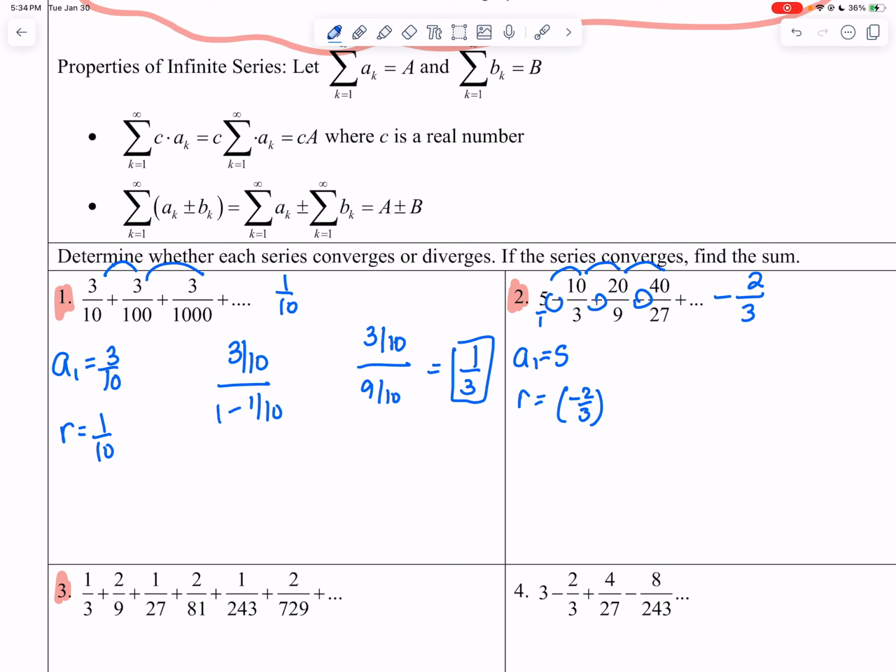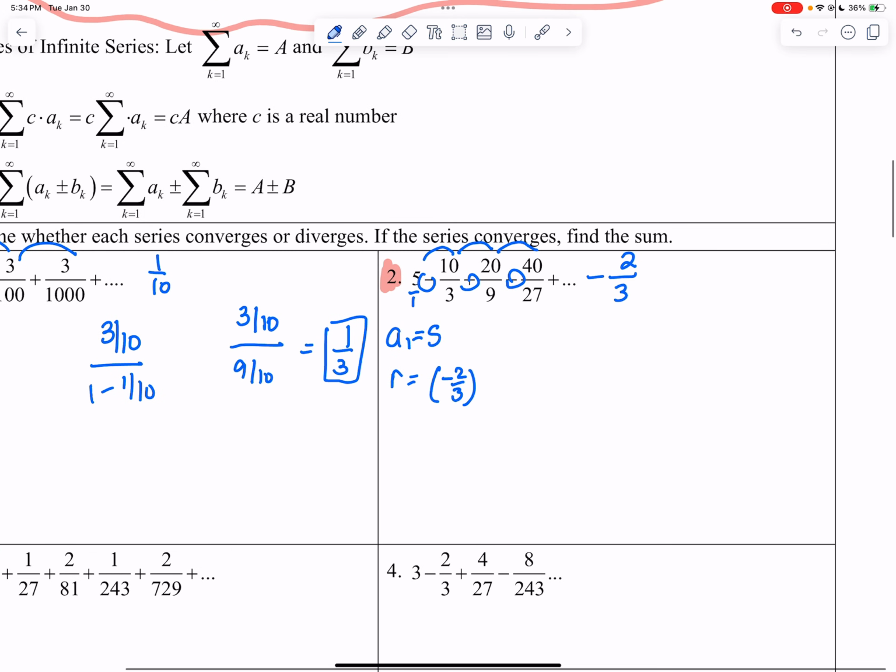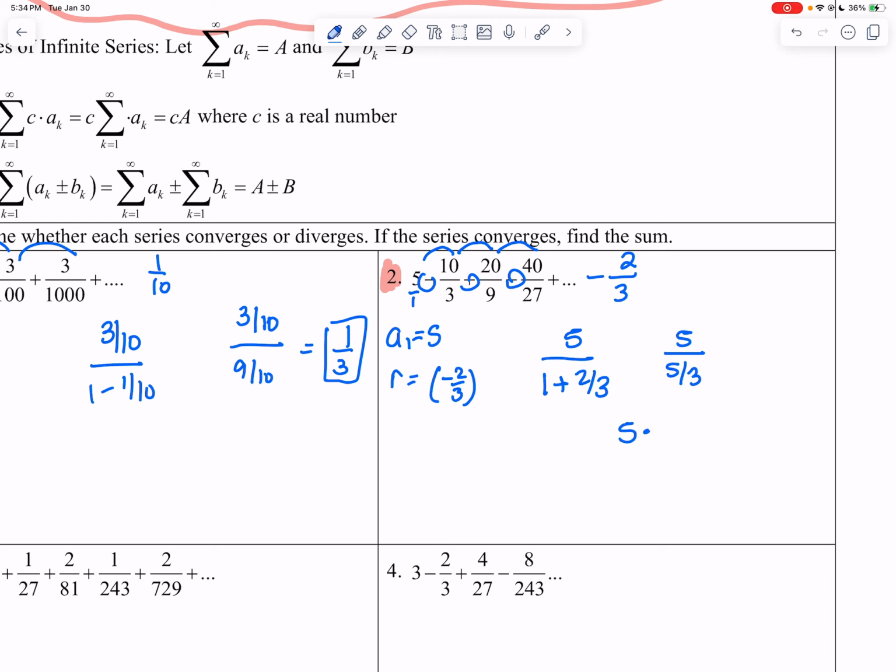Now, because my common ratio is negative 2/3, and I'm taking the absolute value, and it's between 0 and 1, we know that this series will converge to some number. What number? Let's find out. So I have a sub 1 over 1 plus 2/3. That is going to be equivalent to 5 over 5/3, which is equivalent to 3. So this means that this series will converge to 3.